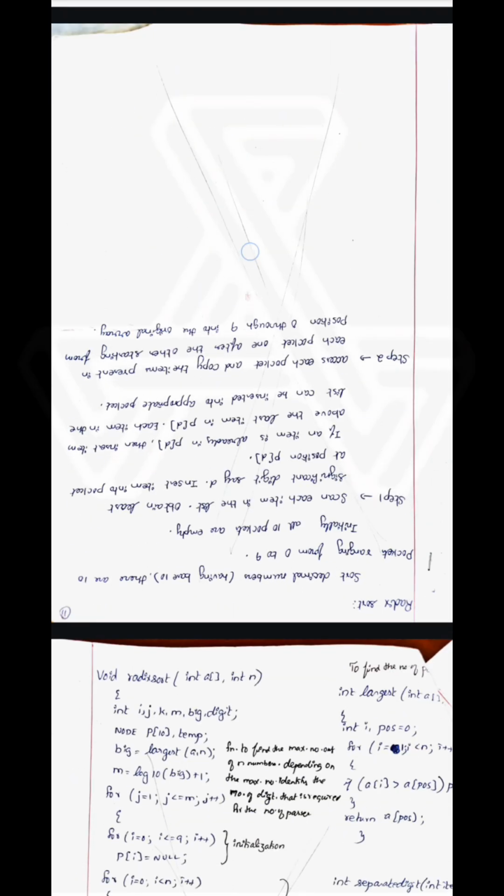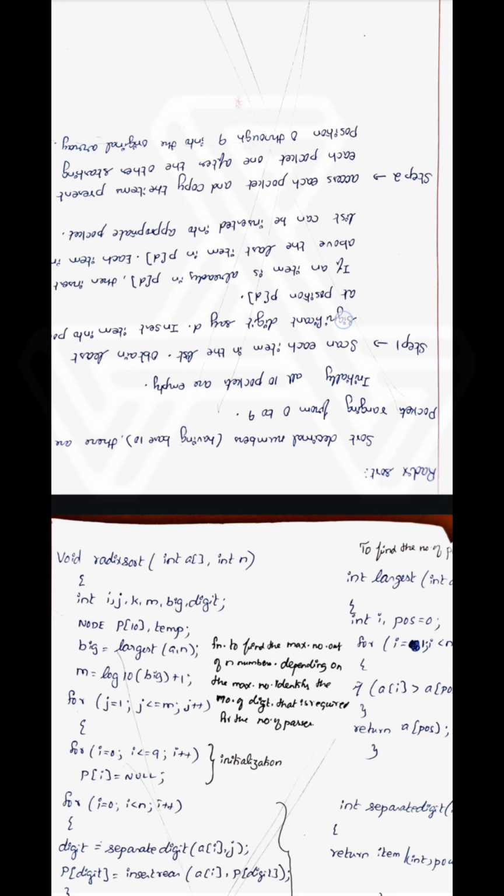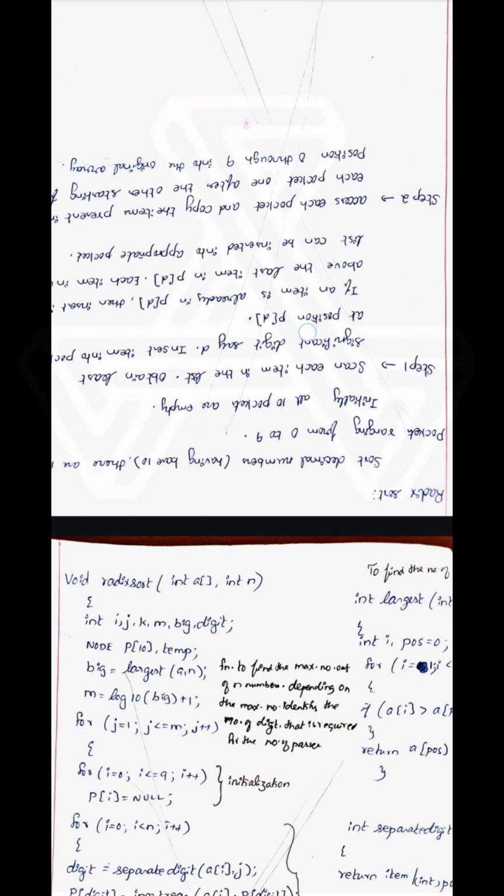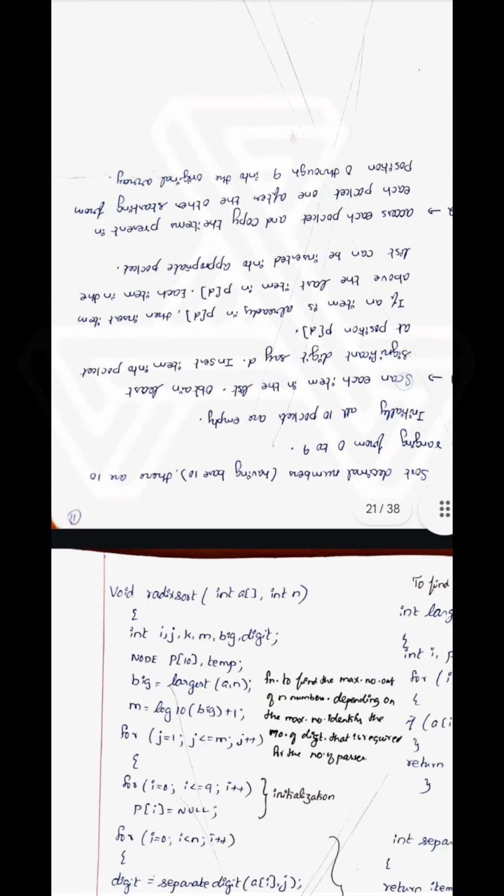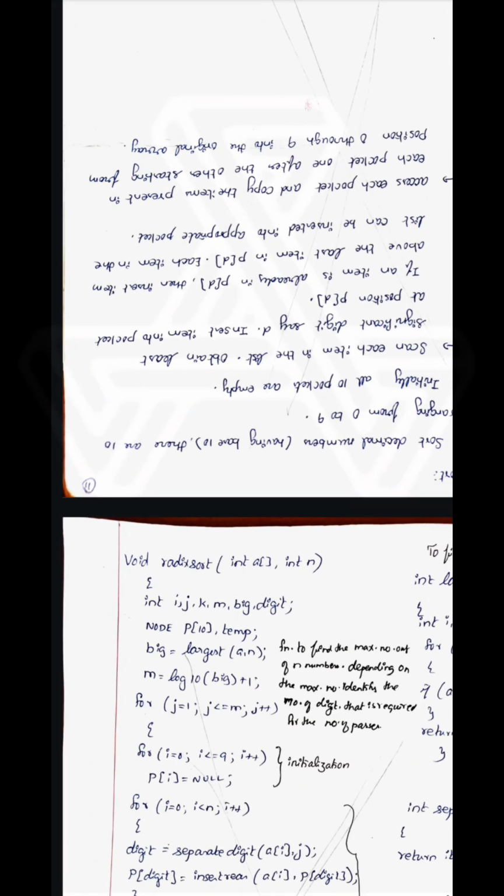Then if we consider radix sort, for decimal numbers having base 10, there are pockets ranging from 0 to 9. Initially all 10 pockets are empty. Step 1: scan each item in the list. Obtain the least significant digit, say D. Insert the item into the position at P[D]. If an item is already in P[D], then insert it above the last item in P[D]. Each item in the list can be inserted into the appropriate pocket. Access each item and copy the items present in each pocket one after the other, starting from position 0 through 9, into the original array.